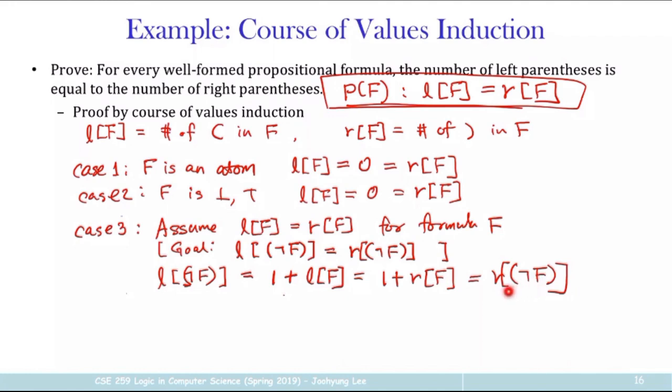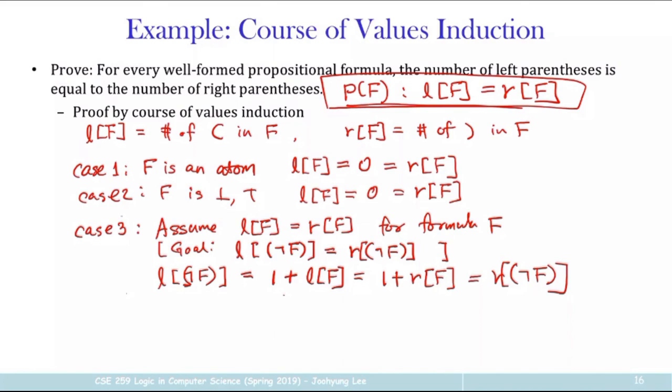The number of right parentheses in the whole string, (¬F): how many right parentheses are here? This one is not. But F may contain, say, n right parentheses, followed by another one. So 1 plus n, where n is the number of right parentheses in F. So this equality is true by definition. And this equality is true because it is the induction hypothesis. Again, this is the definition of left parentheses.